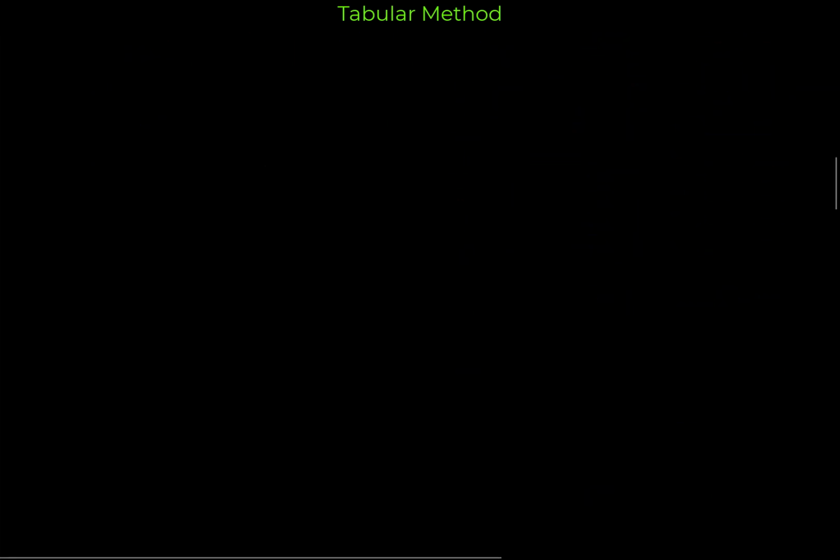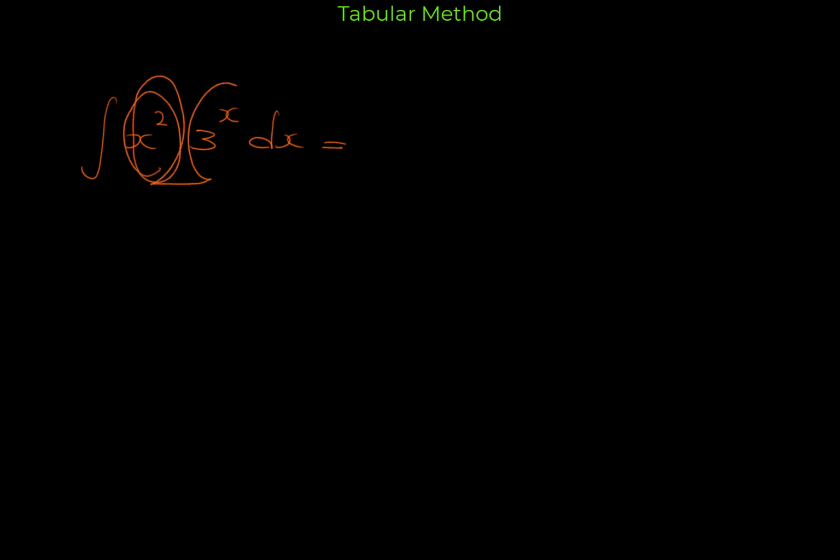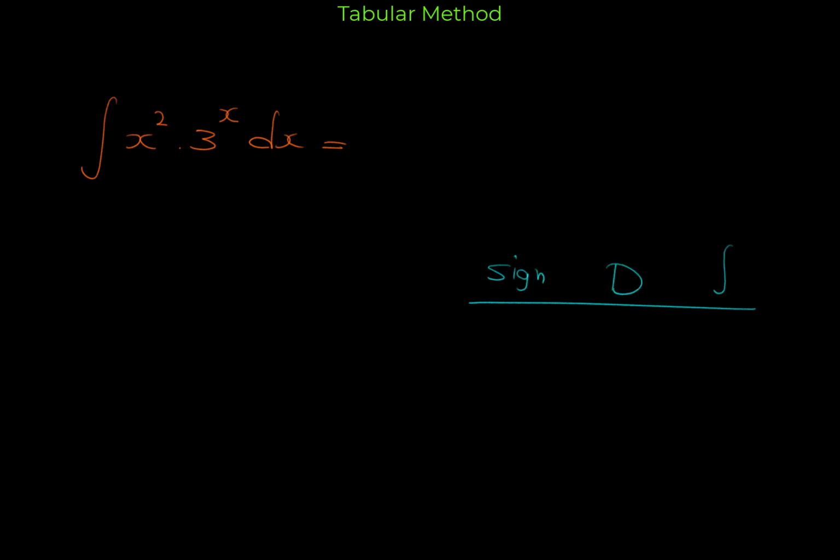Let me show you another example. We want to find the integral of x² times 3 to the x dx. x² is a polynomial, 3 to the x is an exponential function. We make a table: the sign, derivative, and integral. x² goes here, 3 to the x here, and plus, minus here. Derivative of x² is 2x, derivative of 2x is 2, derivative of 2 is 0.